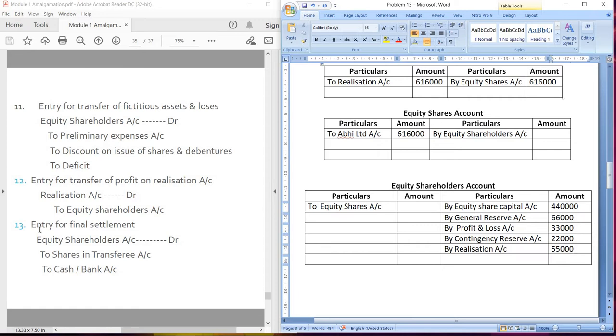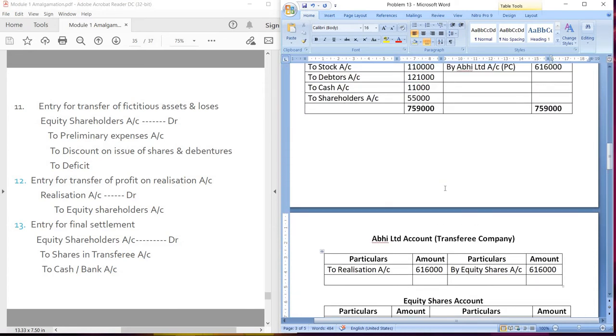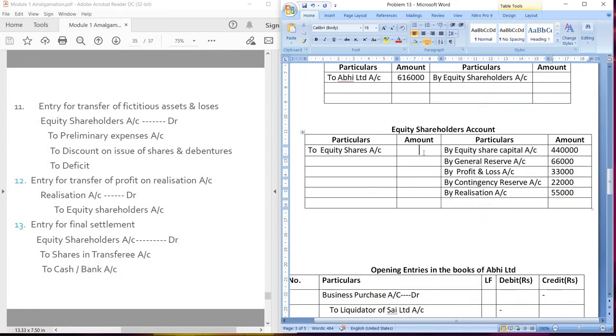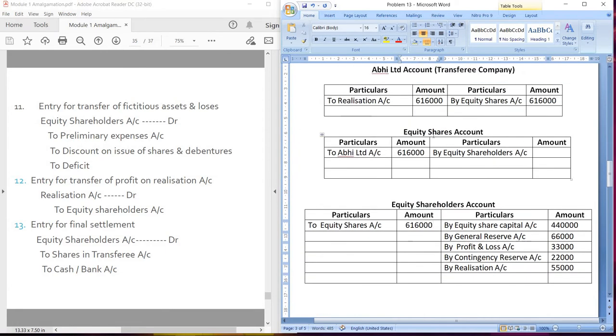Now we come to the last entry, the entry for final settlement: equity shareholders account debit to shares in transferee company account to cash or bank account. So how is the purchase consideration paid? It is paid in the form of equity shares. So equity shareholders account debit to equity shares account. And what is the amount? The amount of purchase consideration is 6,16,000. So we will put it here, 6,16,000. The same entry will be posted in equity shares account, by equity shareholders account, amount 6,16,000.